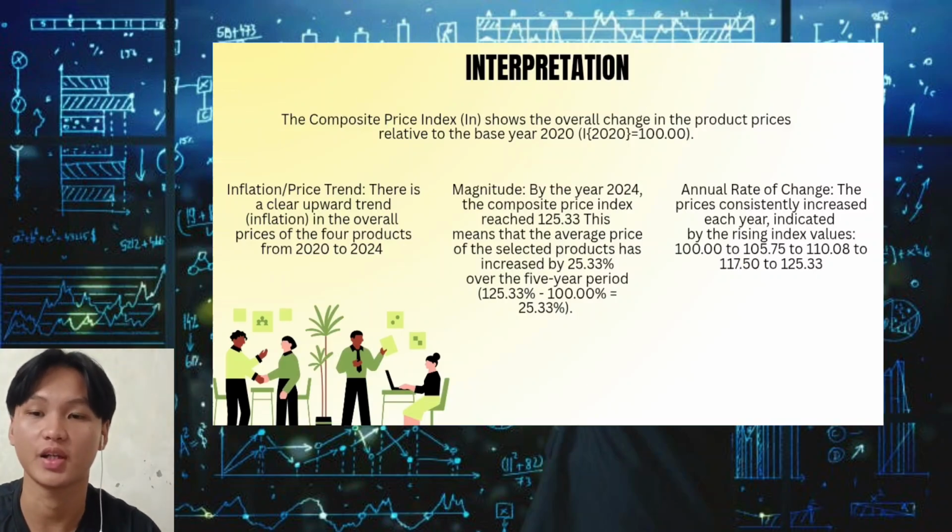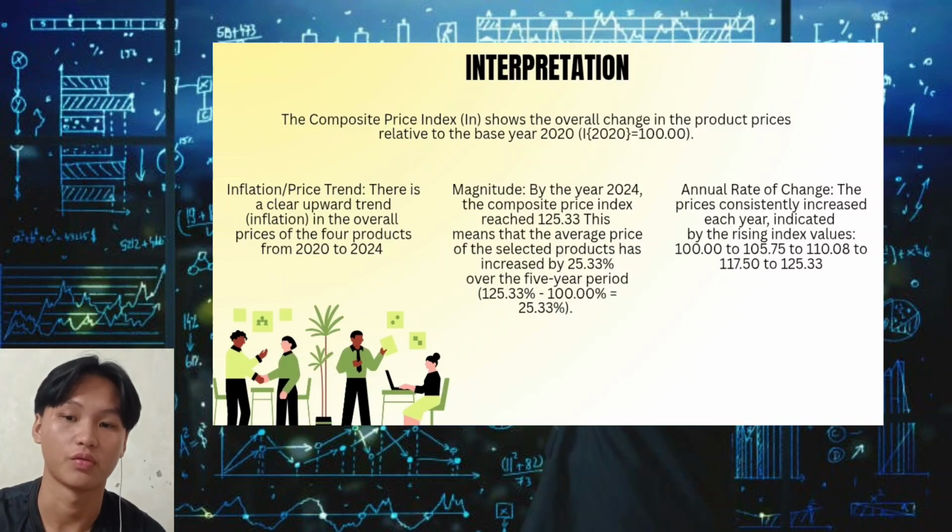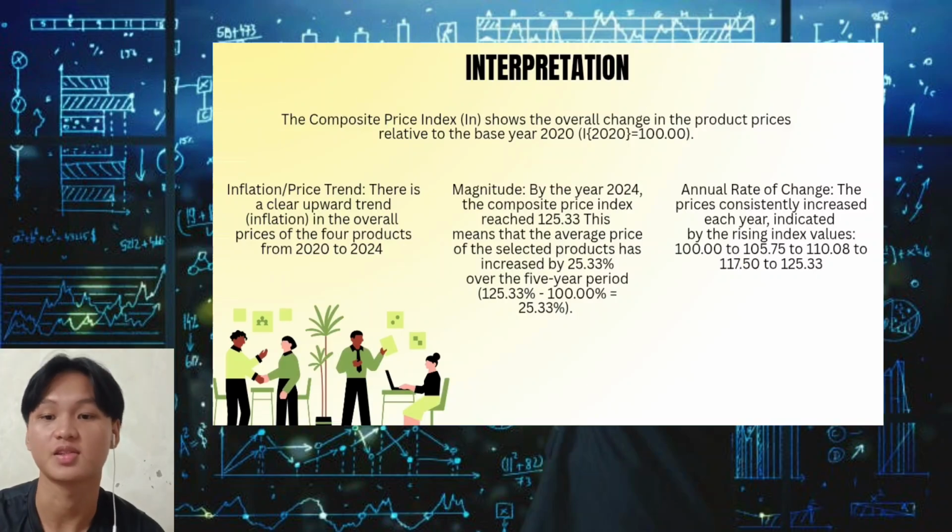And then finally, annual rate of change. Prices went up gradually every year from 100 in 2020 to 125.33 in 2024. Okay, so in conclusion, the price index and consumer price index show a steady rise in price from 2020 to 2024. This helps us understand how inflation affects different products over time.